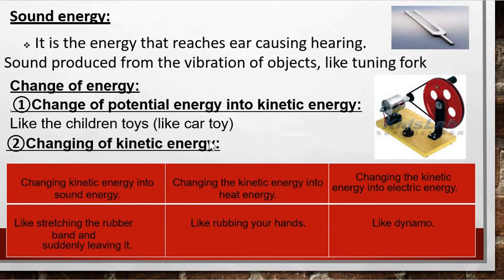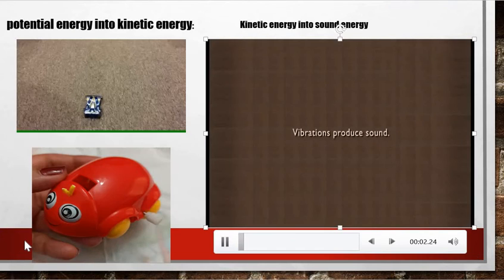Okay, there is also a change of kinetic energy into another form. We have 3 changes of kinetic energy. Number 1, changing kinetic energy into sound energy. Like what? Like stretching a rubber band. Stretch it and leave it. Suddenly, it will vibrate and produce sound. Let's see the video. Vibrations produce sound.